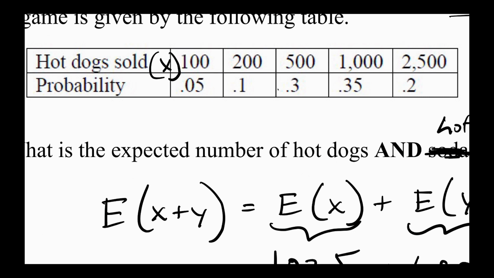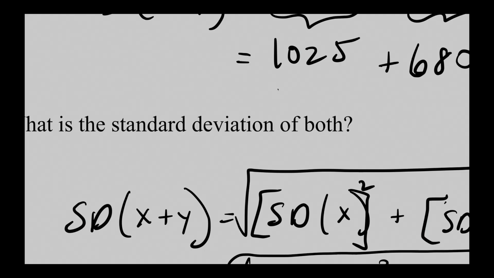Or I'm going to take away 50. So this is 50. This is 150. This is 450. This is 950. This is 2,450. If I take away 50 from all of them, the mean's going to get smaller by 50, right? That's what the first one says.